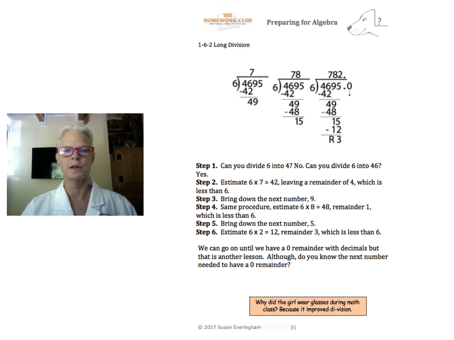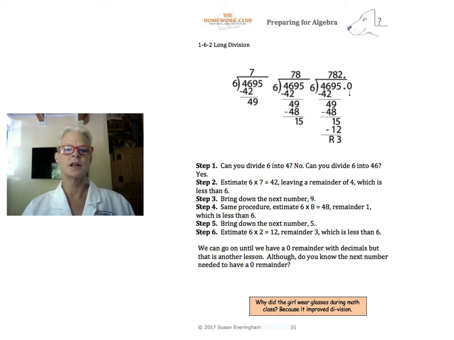Okay, so here we are with long division. So step 1, you need to look at the numbers and ask yourself, can that 6 be divided into 4? No. So you need to take on the next digit, 46. 6 goes into 46 7 times, right? So we estimate, yes, it can go in 7 times, 42.